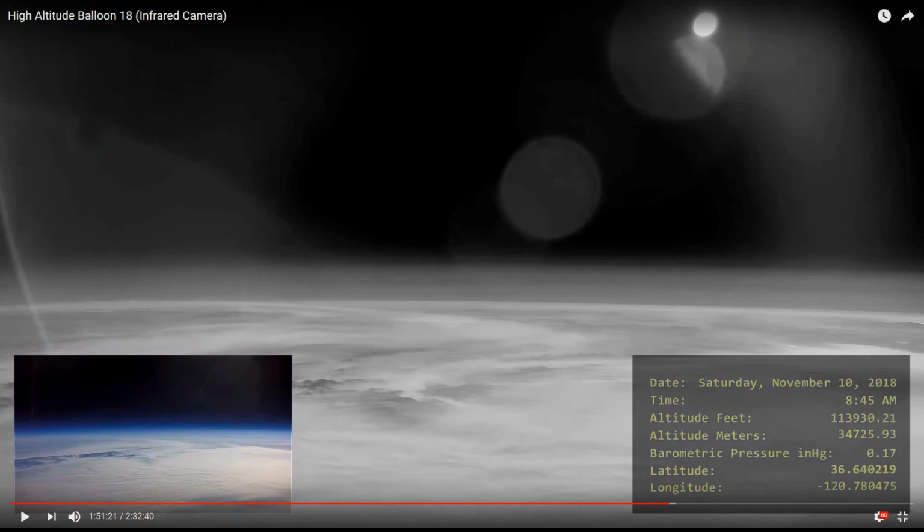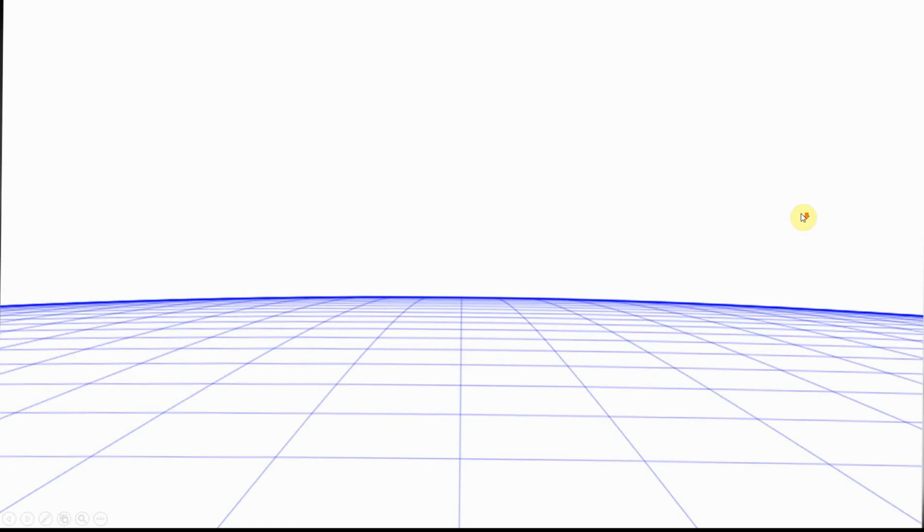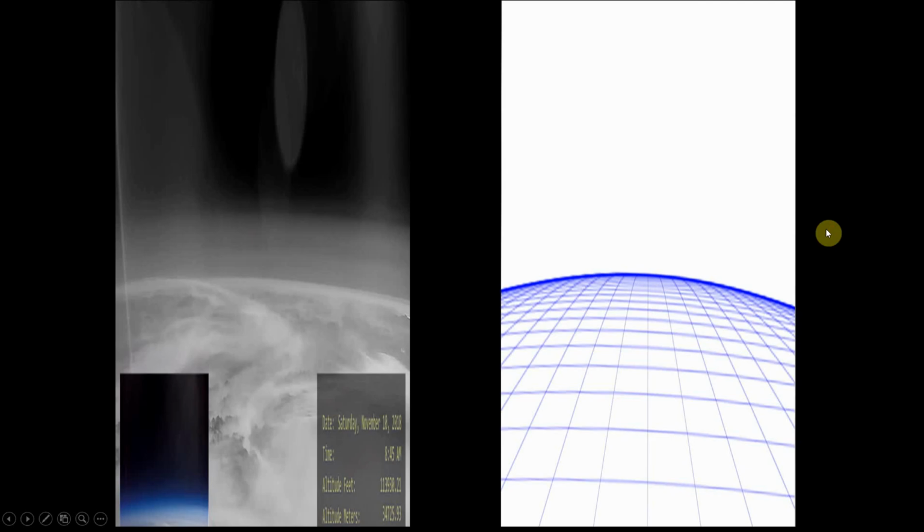And just to be sure, I took a still from the infrared camera that was also uploaded as a separate video on the same channel. And again, there's the curvature at this same height, 113,000 feet. There's how it should look. And there we go. Compressing the images inwards, you get that exact same curvature to both images.